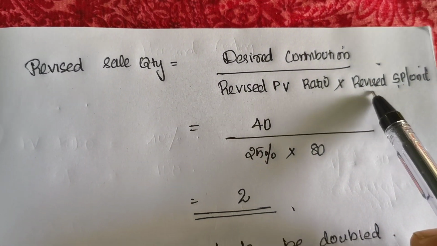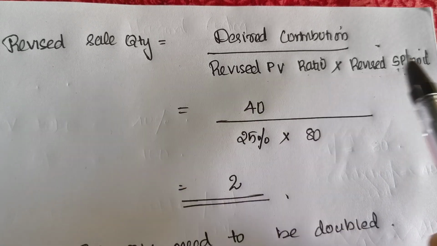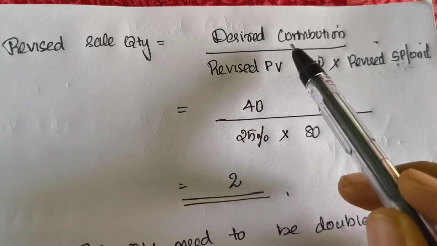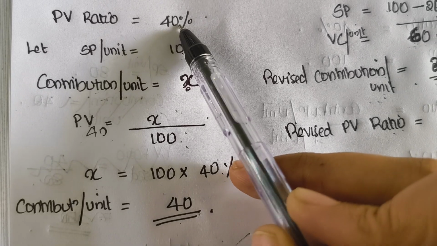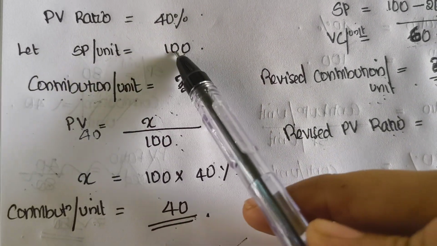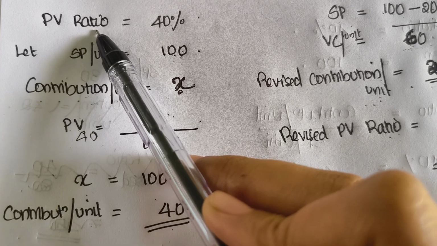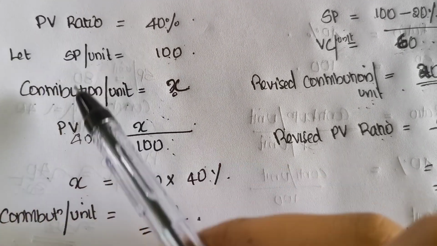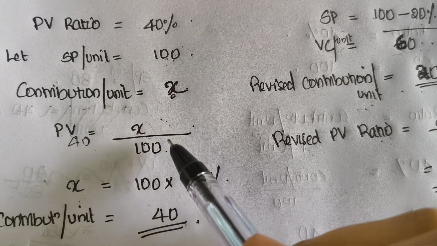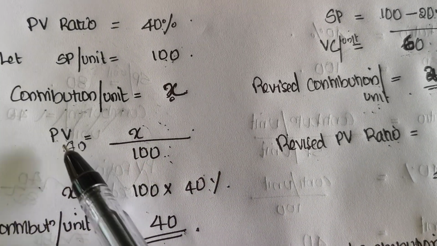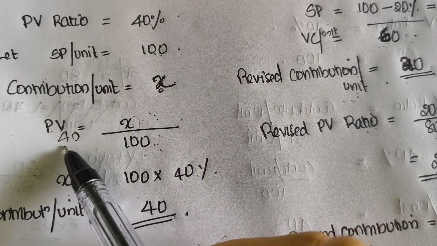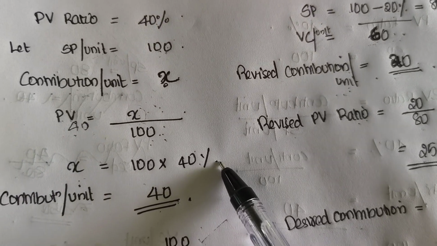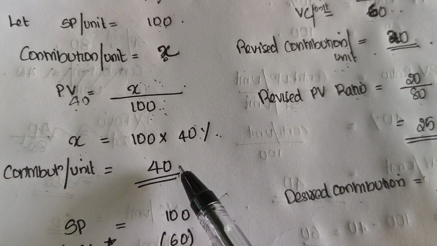So here what are the unknowns? Revised selling price per unit we need to find, revised PV ratio we need to find, and the desired contribution also we need to find. So initially the PV ratio was 40%. Let's suppose the selling price per unit is 100. From the PV ratio's equation we can find out the contribution per unit. PV ratio is equal to contribution by sales into 100, right? So PV ratio 40 is equal to contribution by 100. So contribution is equal to 100 into 40%. Contribution per unit is 40.